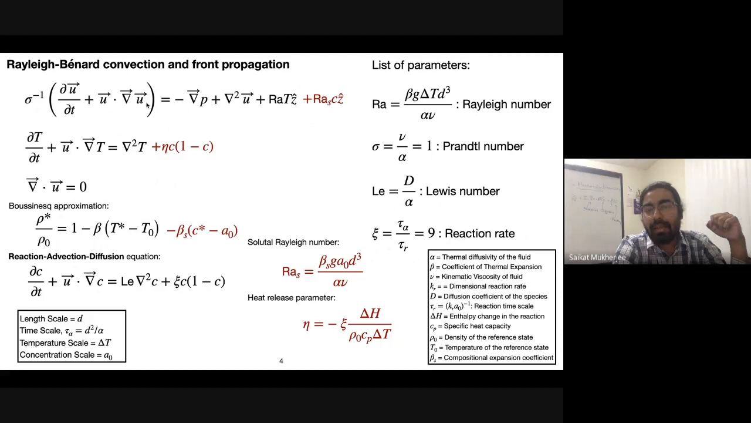To account for that, we have this term, eta times C times 1 minus C, where eta is your heat release parameter, which basically, as you increase eta, you increase the exothermicity of the chemical reaction. Eta is related to the enthalpy of the chemical reaction and also to the reaction rate here.